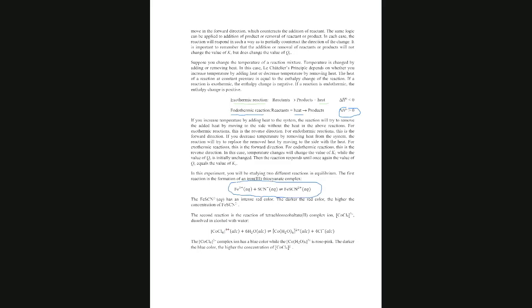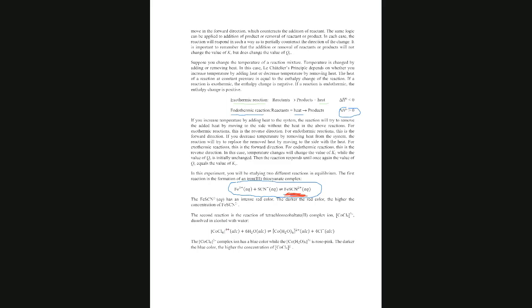So the reaction of iron 3 reacts with thiocyanate to form this complex, iron thiocyanate. And that complex, this one, has an intense red color.